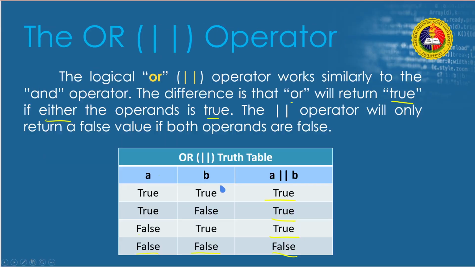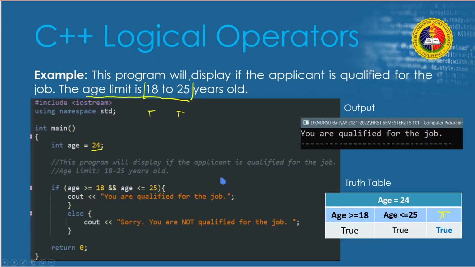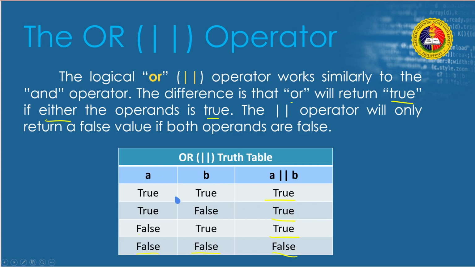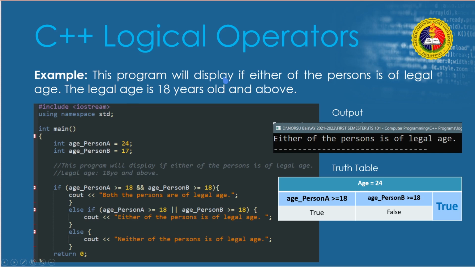Next, let's try the OR. Again, for OR, if either of the operands is true, then the statement is true. So even if only one is true, the statement is true because we are giving them an option. However, it's only false if both of the statements are false. Let's try. This program will display if either of the persons is of legal age. The legal age is 18 years old and above.